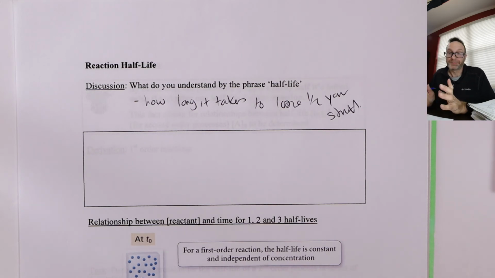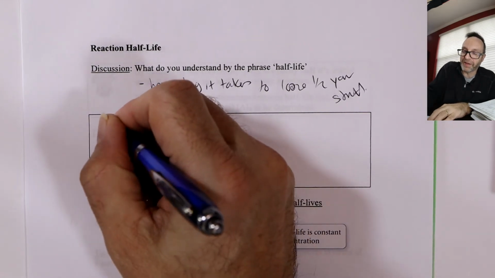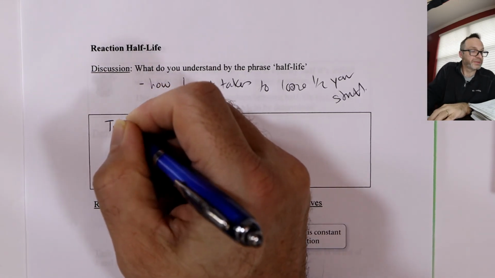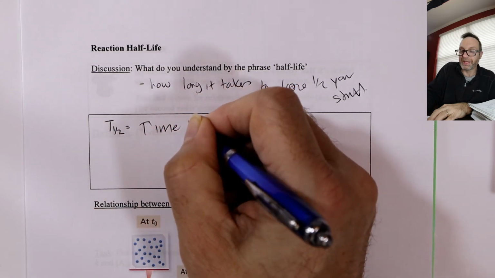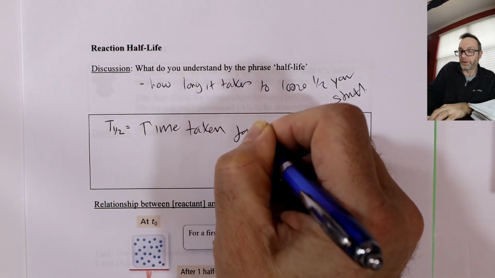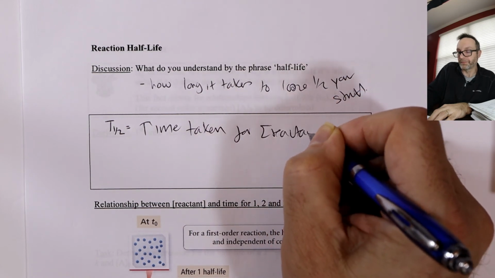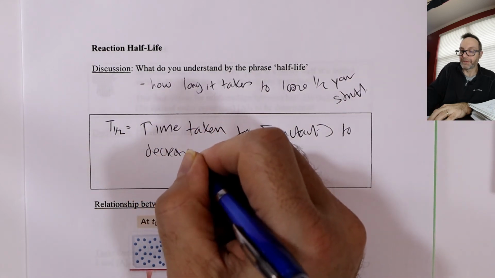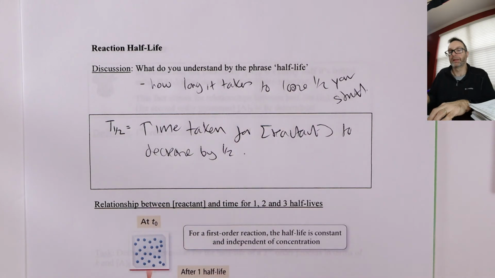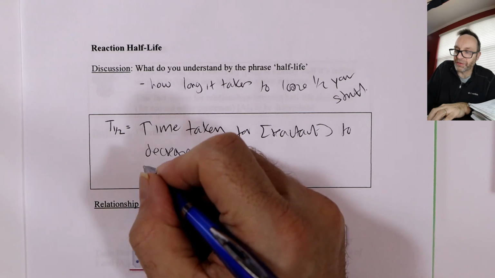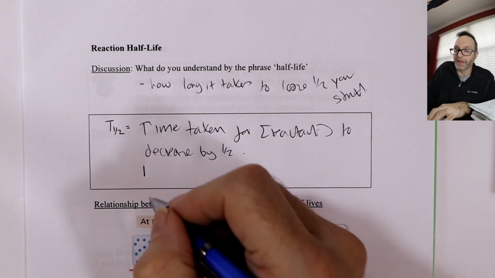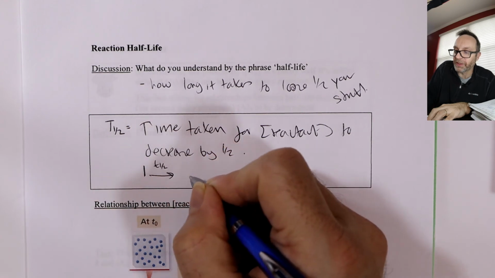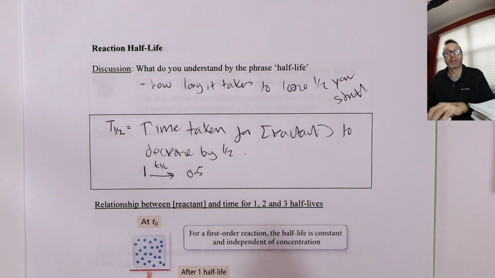All right. Now, if we talk about that in more realistic chemistry terms, T1/2 equals the time taken for the concentration of reactant to decrease by half. So how long it takes for half of it to go away. If I'm thinking about it in terms of fractions, if I start with 1 mole per liter, say, after 1 half-life, and we write T1/2, I've got 0.5 moles left.